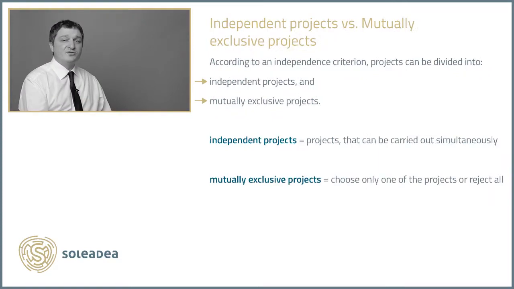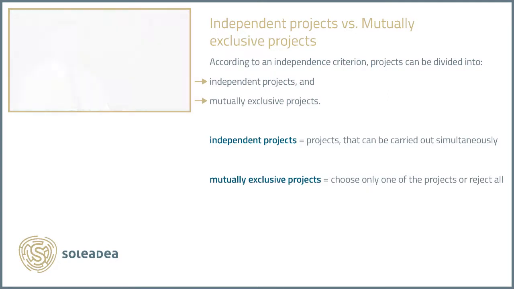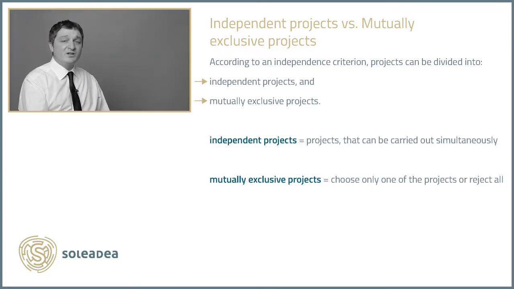Finally, we are going to introduce one more division of investment projects and say a few words about project sequencing and the availability of capital. According to an independence criterion, projects can be divided into independent projects and mutually exclusive projects. In the case of independent projects, cash flows of individual projects aren't dependent on each other and projects can be carried out simultaneously. When it comes to mutually exclusive projects, it isn't possible to simultaneously carry out different projects. You have to choose one of them or reject all.